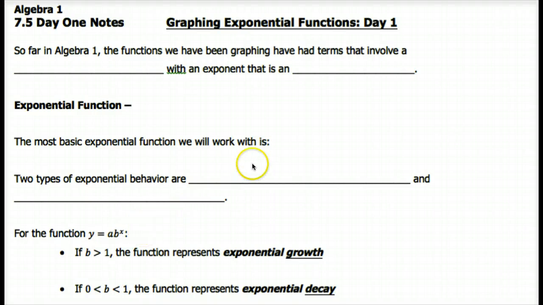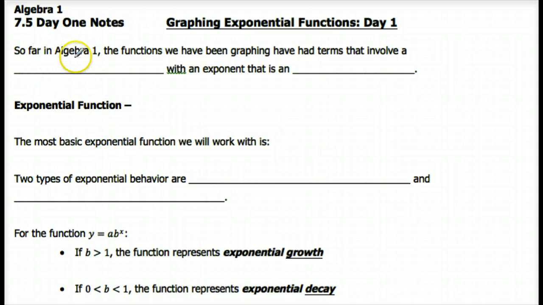Hey guys, in this video we're going to be doing a little bit of a change of pace. We'll still be working with exponents, but in this section and the next section we're going to be learning how to graph what are called exponential functions. Okay, so we're going to be reviewing how to graph in this video. First thing I want to talk about though is what is an exponential function.